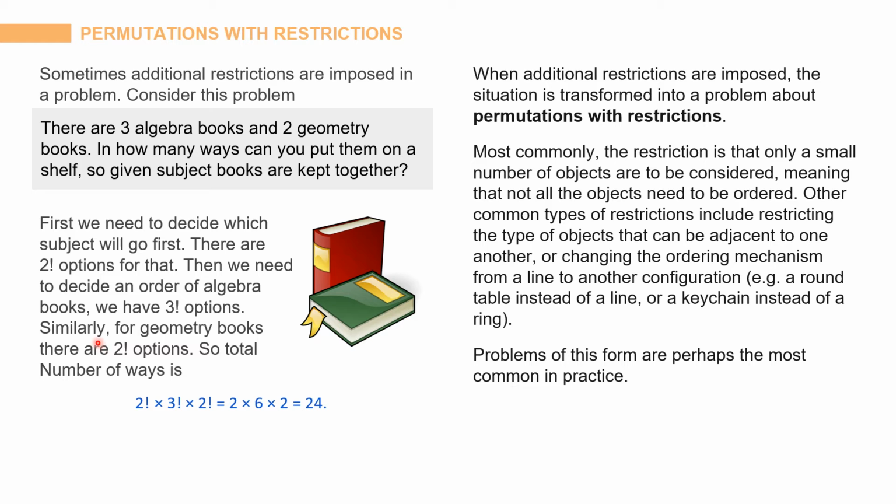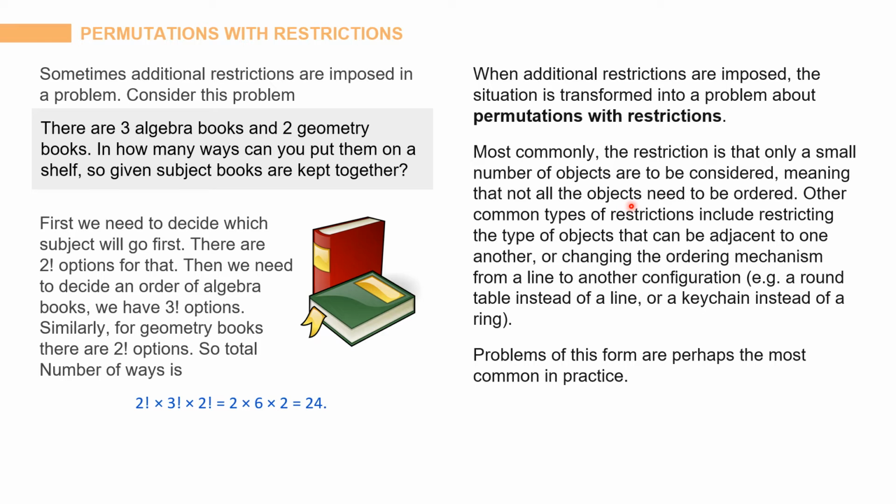So, using the product principle of counting, the total number of arrangements is 2 factorial for the ways to order algebra and geometry, times the 3 factorial ways to arrange the algebra books, times the 2 factorial ways to arrange the geometry books. So 2 times 6 times 2 times 24. When additional restrictions are imposed, the situation is transformed from a simple permutation problem to one with restrictions.